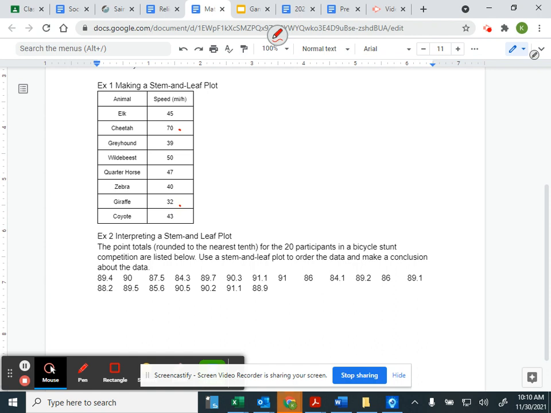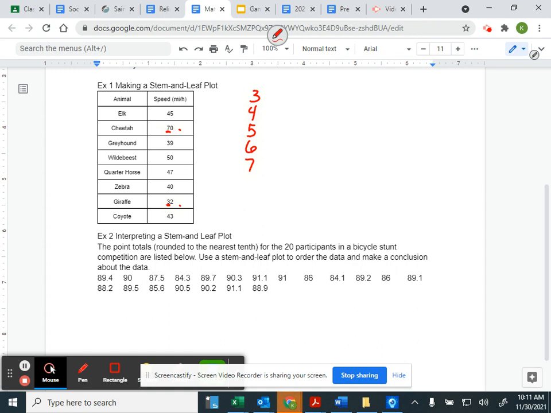So we're going to let the stems be the tens digits from 3 to 7. Then we're going to let the leaves be the ones digits. Step 2 is write the stems first. We said our stems go from 3 all the way to 7. So we've got 3, 4, 5, 6, 7. So the tens place is the stems.